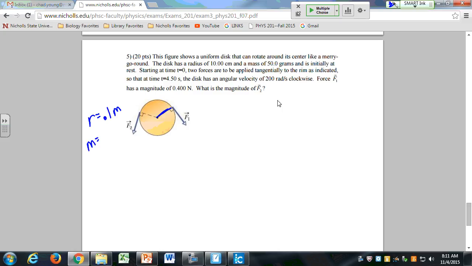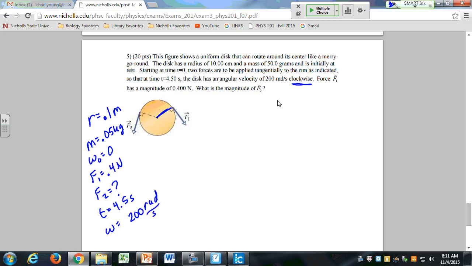I move my decimal place over 3 spots. So 50 grams is what? 0.05 kilograms, right? 0.05 kilograms. It's initially at rest, so omega naught is equal to 0. I have 2 forces that are applied, F1 and F2. I know that F1 is 0.4 newtons. I want to know what F2 is. I don't know what F2 is. But I know that at t equals 4.5 seconds, the angular velocity omega is 200 radians per second. It says that it's clockwise, so that tells me that it's negative. So omega is negative 200 radians per second.